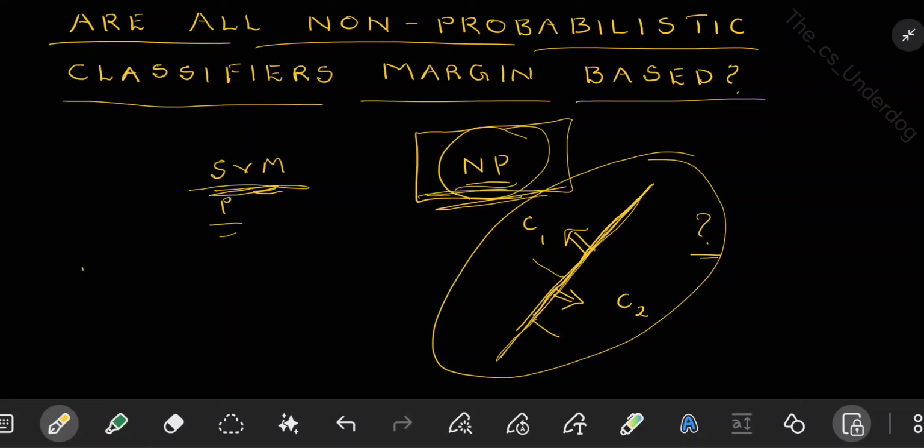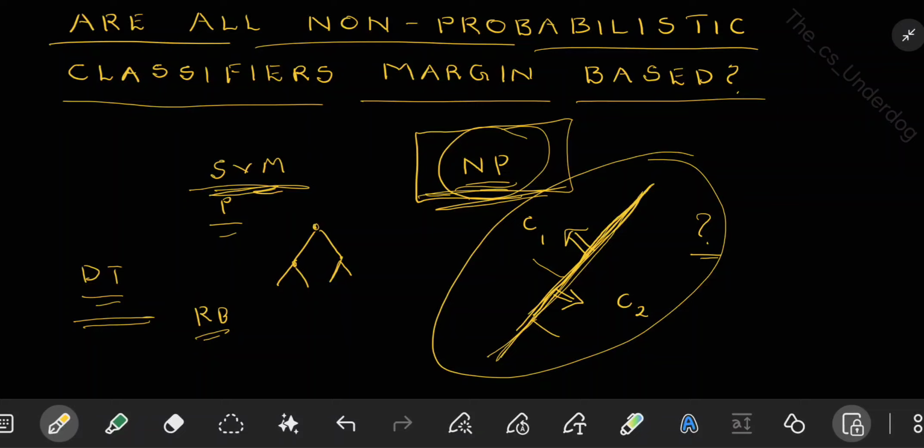One good example would be decision trees. In the case of decision trees, you will have a tree-like structure, and at each point you have to make a decision and finally reach one particular class. So this is a rule-based classifier. You don't have any margin like this. Instead, at each point you will have rules. Based on the rules, you will go through the decision tree and find out which class it belongs to. So this rule-based classifier is another subclass of non-probabilistic classifiers which are not margin-based.